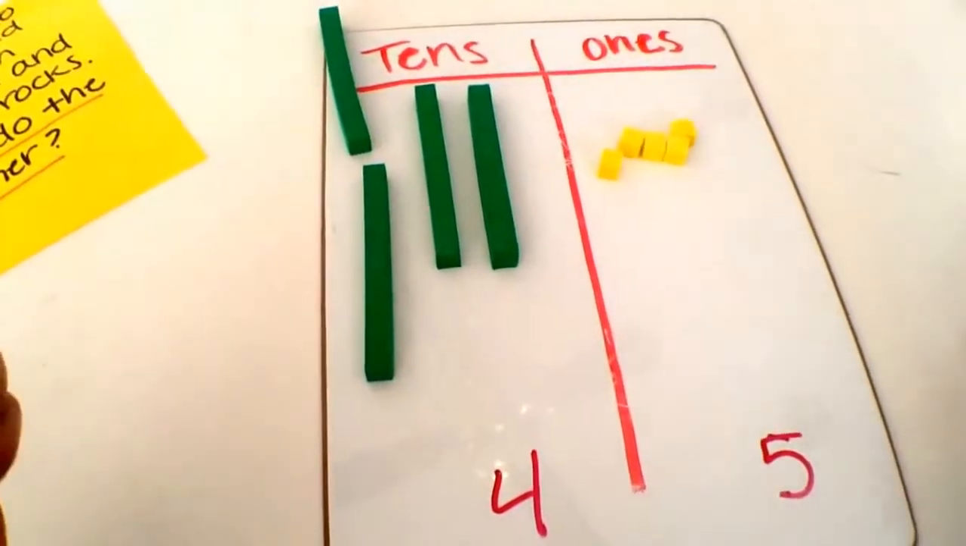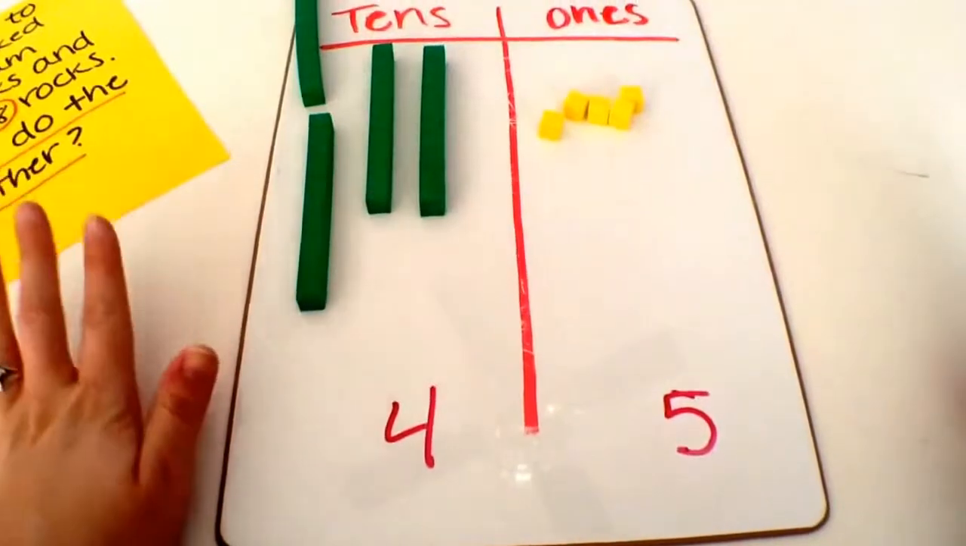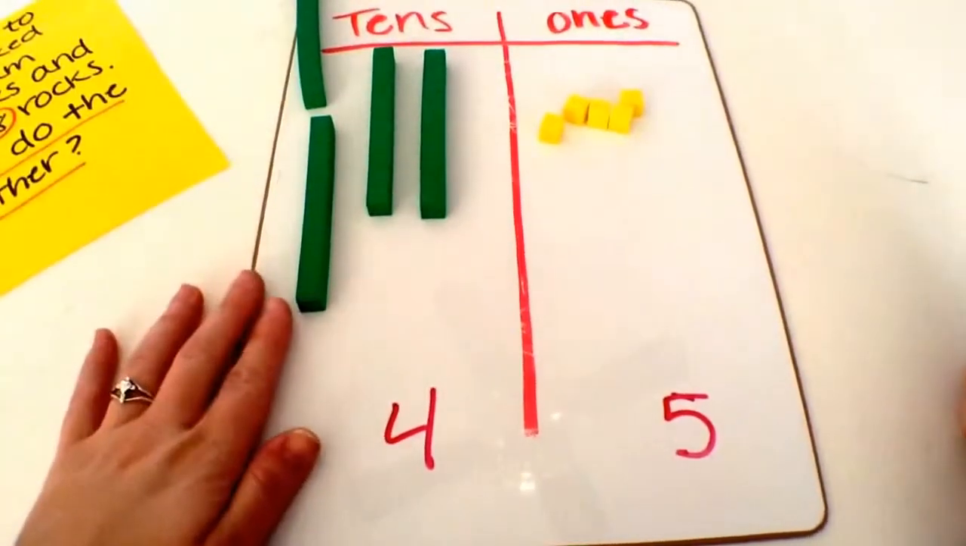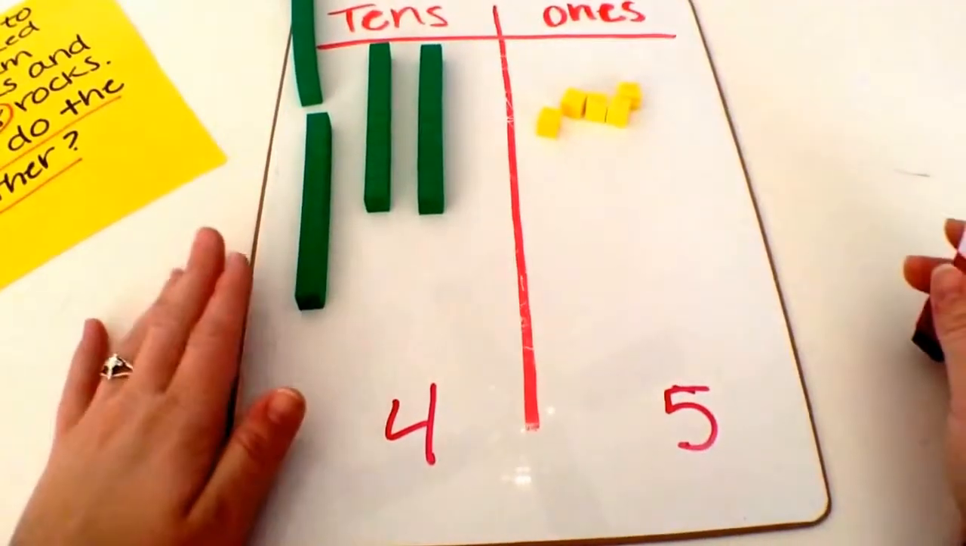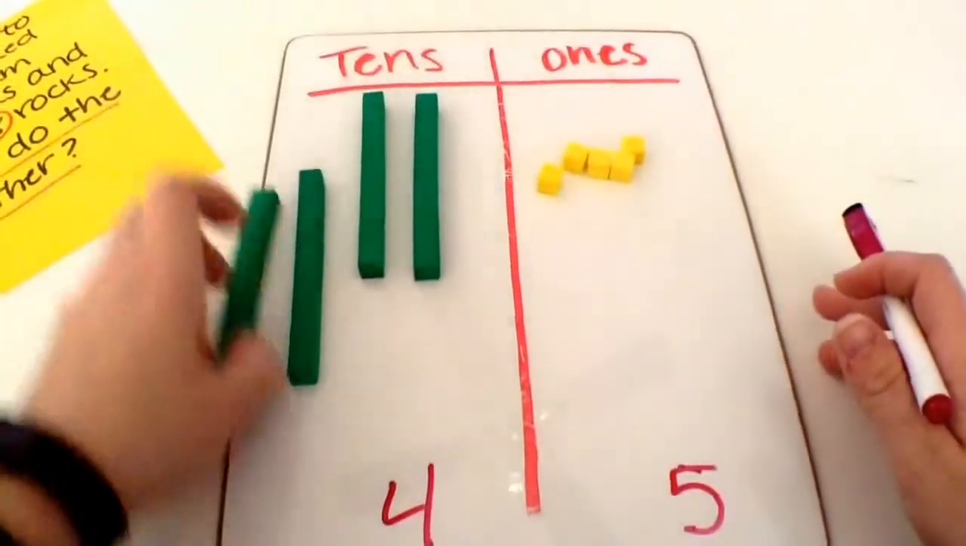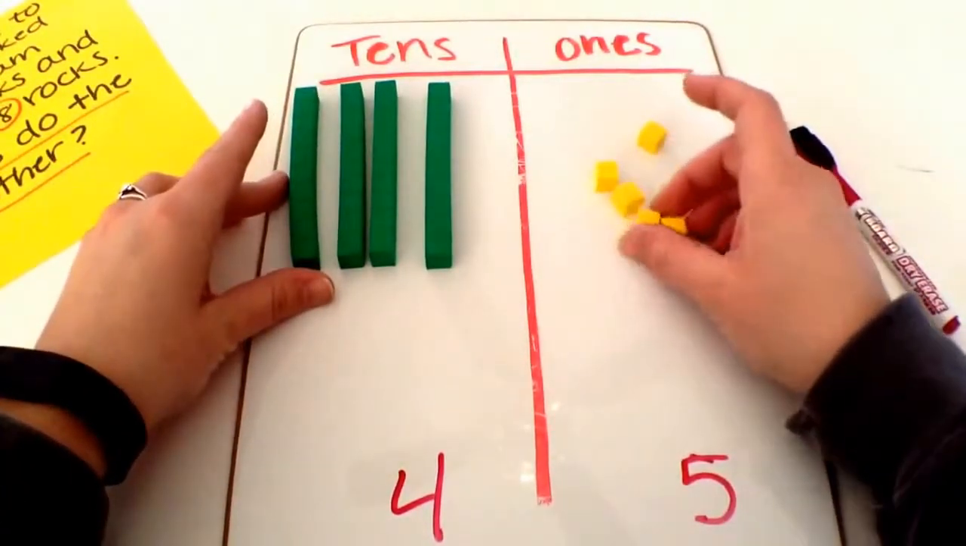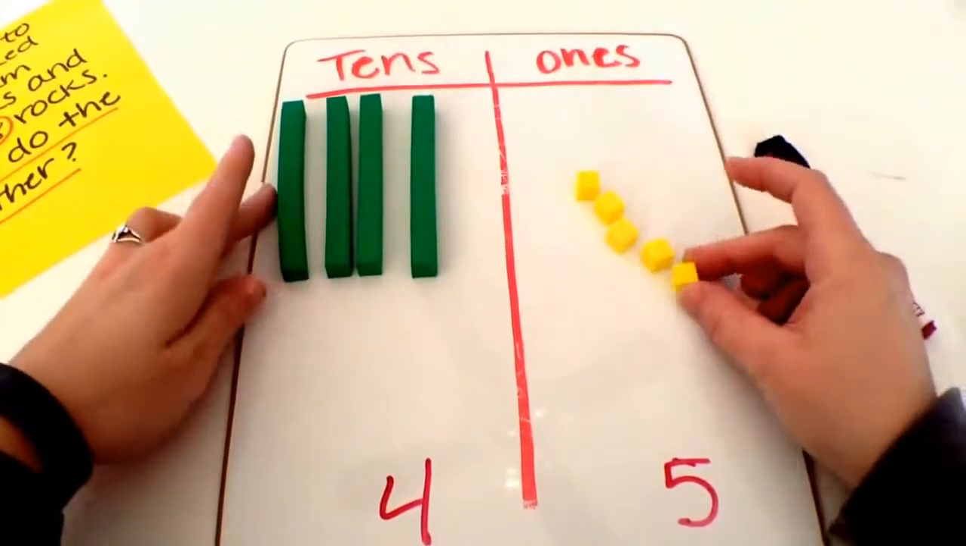So let's restate our question into a statement. If Sam picks up 27 rocks and Sally picks up 18 rocks, then they have 45 rocks all together. We see our 4 10s right here, and we have our 5 ones. 1, 2, 3, 4, and 5.